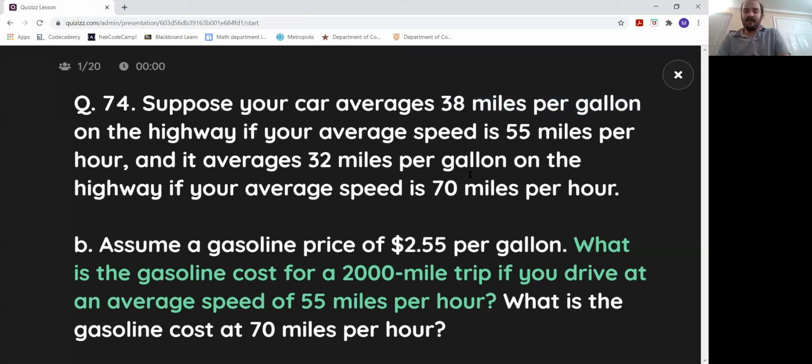And first, we're going to set it up with the 38 miles per gallon. And then the other thing is we're driving 2.55 per gallon.